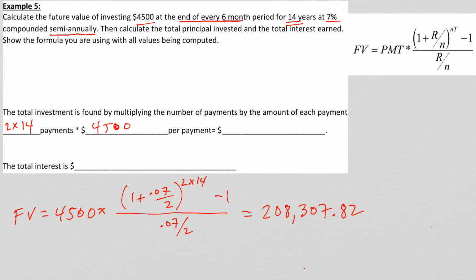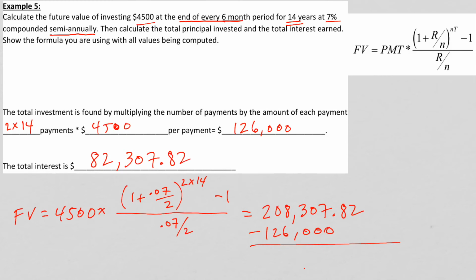Now, we are making 2 payments per year for 14 years, and we're making $4,500 payments. So this is going to be $126,000 worth of payments. And that means our total interest is going to be, I'll just write it up here, $82,307.82 in interest. All right.